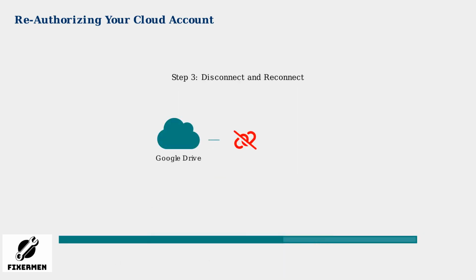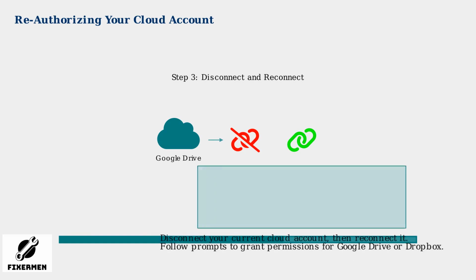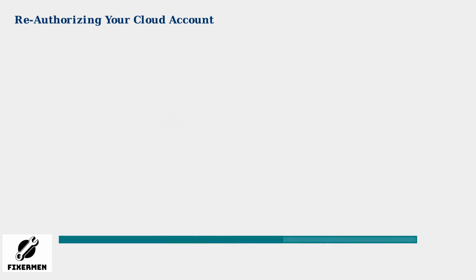Select your connected cloud storage account, such as Google Drive or Dropbox. Choose to disconnect it first, then select the option to reconnect. The app will guide you through reauthorization and prompt you to grant the necessary permissions. After completing these steps, test the sync function to ensure it's working properly. This reauthorization process refreshes the connection and should resolve the cloud sync error.